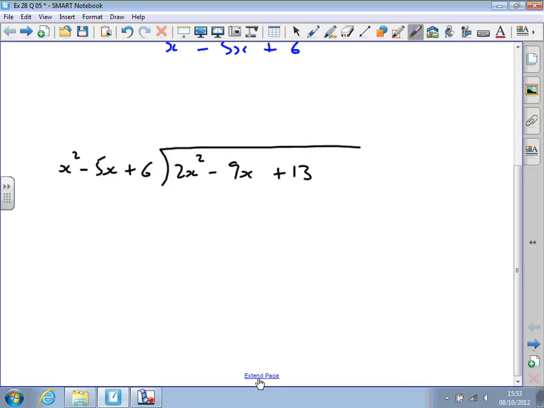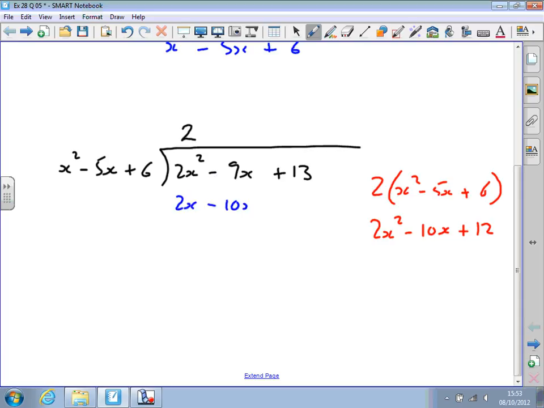If you remember how to do these things, we need to ask ourselves the question, what have I got to multiply the x squared term, which is in the divisor, to get the 2x squared, which is in the dividend? Well, the answer is 2. So 2 goes at the top. Then I multiply 2 by the divisor, which is x squared minus 5x plus 6, to get 2x squared minus 10x plus 12. So then we write down that 2x squared minus 10x plus 12 underneath and subtract it to get the remainder.